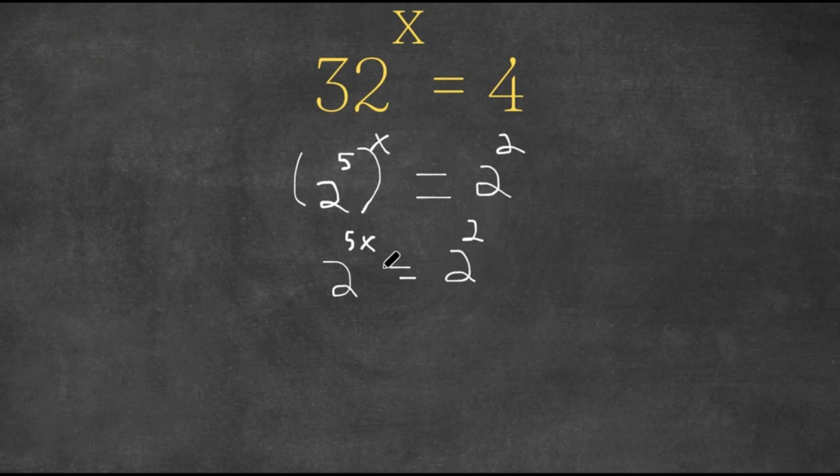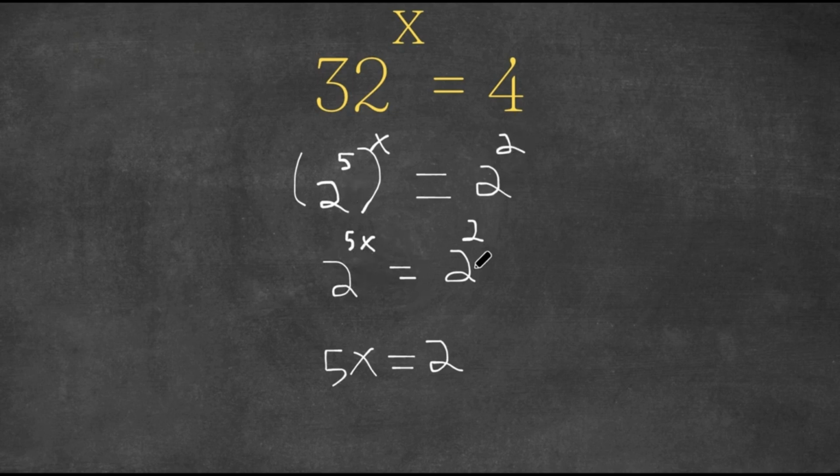Now remember, for exponentials, if you have two numbers that equal each other with the same bases, then those exponents are also equal to each other, meaning 5x is equal to 2. And if you guys still don't understand why I converted the 32 into 2 to the power of 5 and the 4 into 2 squared, well, it's because we want the same bases. So that's why 2 is a common base for both of these numbers. So I converted 32 into 2 to the power of 5 and 4 into 2 squared.